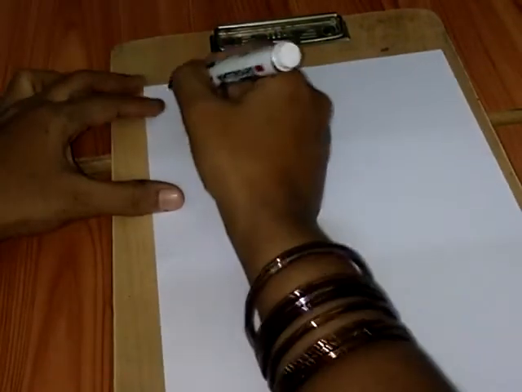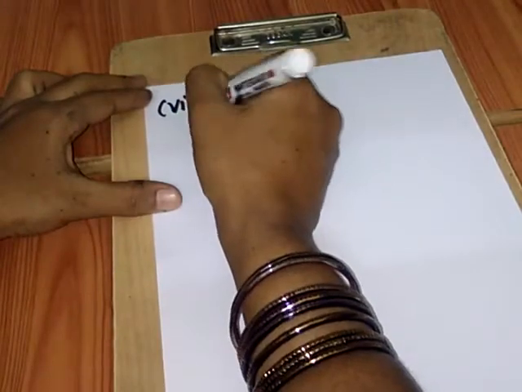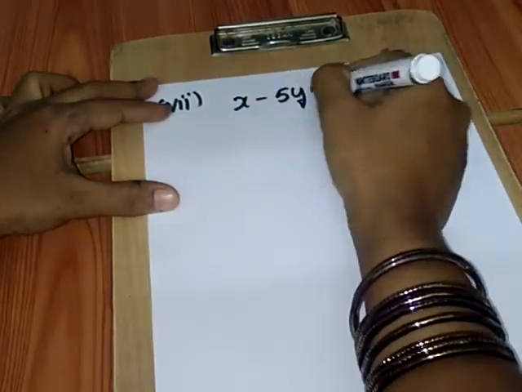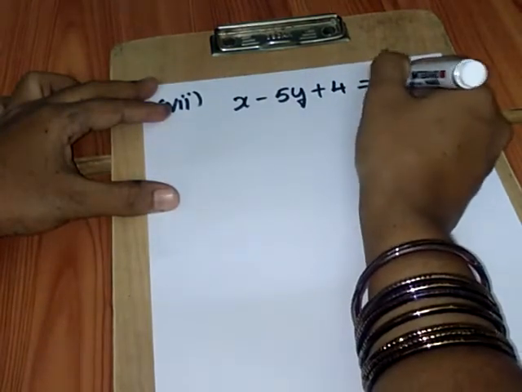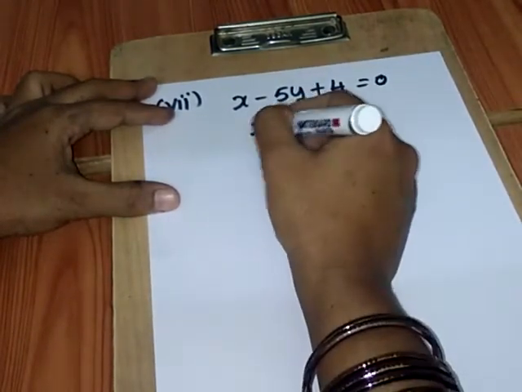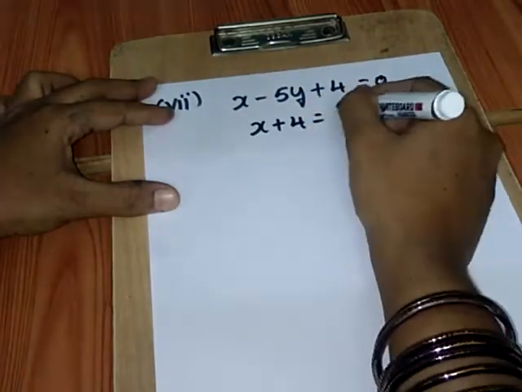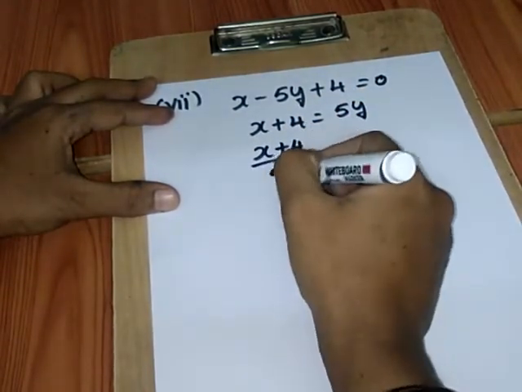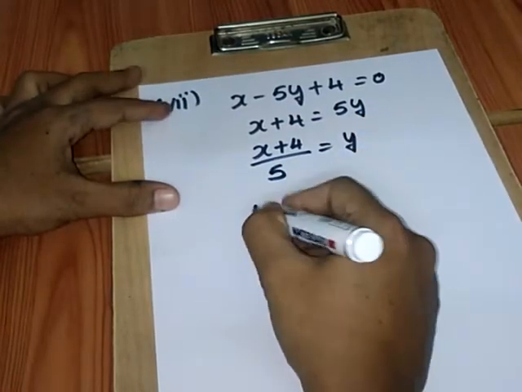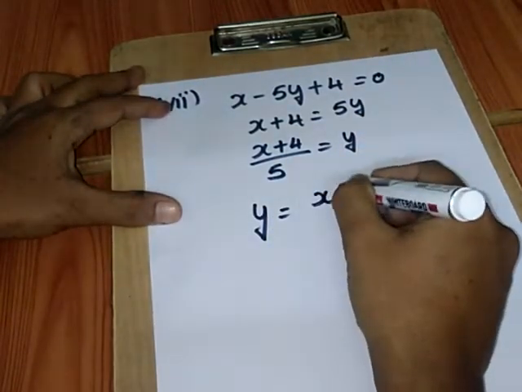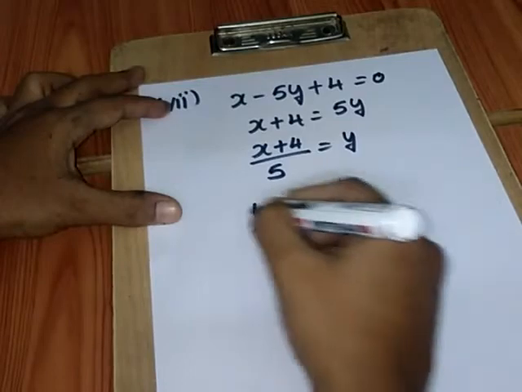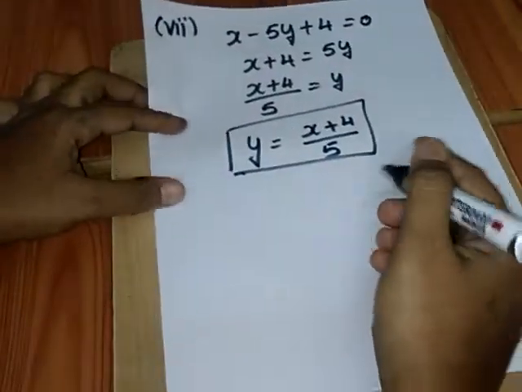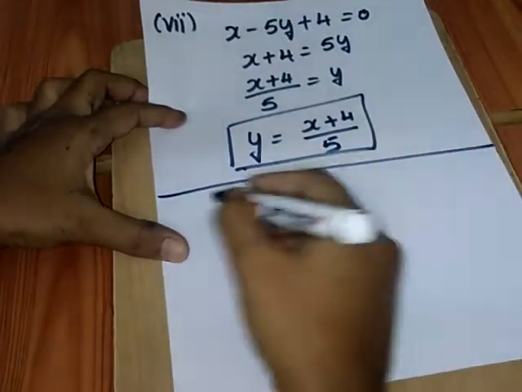The given equation for question number 7 is x minus 5y plus 4 is equal to 0. So hence it is x plus 4 is equal to 5y, x plus 4 by 5 is equal to y. That means the equation is y equals x plus 4 by 5. Now we need to find the solution. As usual, we need to write it three times.